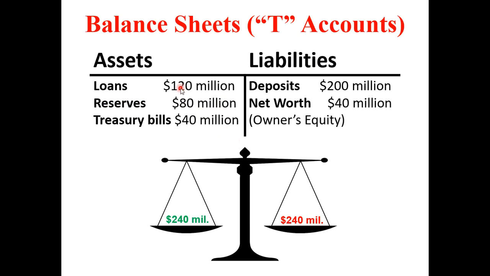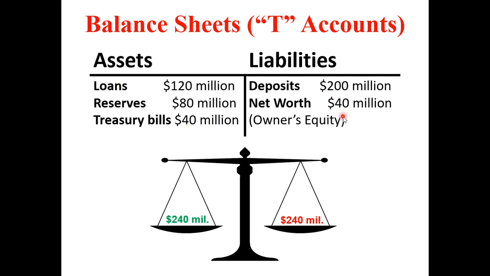So, from a bank's perspective, this is an example of a T account. From a bank's perspective, a loan is an asset, right? Because that's going to get paid back plus interest. Any money that they keep in reserves is an asset because they could lend it out. And treasury bills are an asset that a bank can have because that will earn interest. So all of these, from the bank's perspective, are assets.